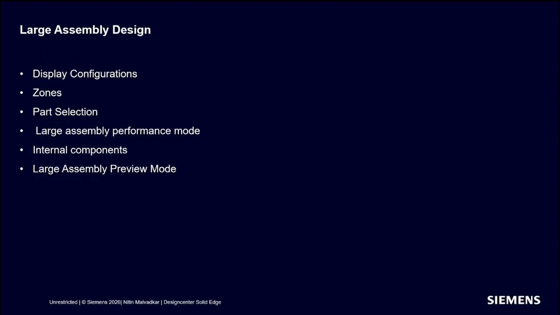During the session, we had a look at the display configurations, we had a look at zones, and if you're working on large assemblies, how you can use part selections for hiding some of the components which are not required. We also had a look at some of the new enhancements that we have made over the last few years, like large assembly performance, internal components, as well as large assembly preview mode. I hope this session was useful for you.